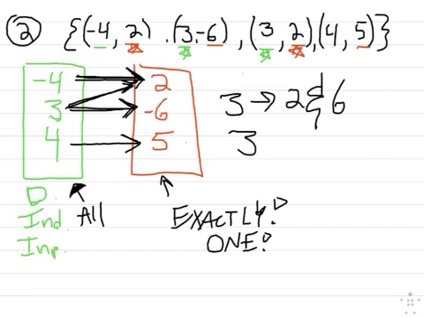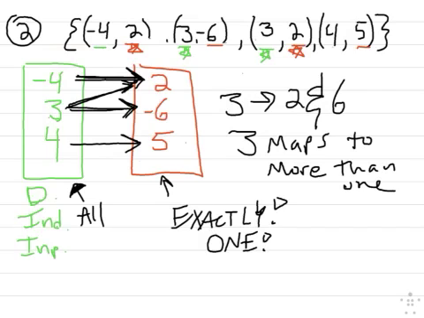So 3 maps to more than one element in the range. What does that mean? This cannot be a function. By definition, it's not a function. This 3 maps to 2 different places, so it is not a function.